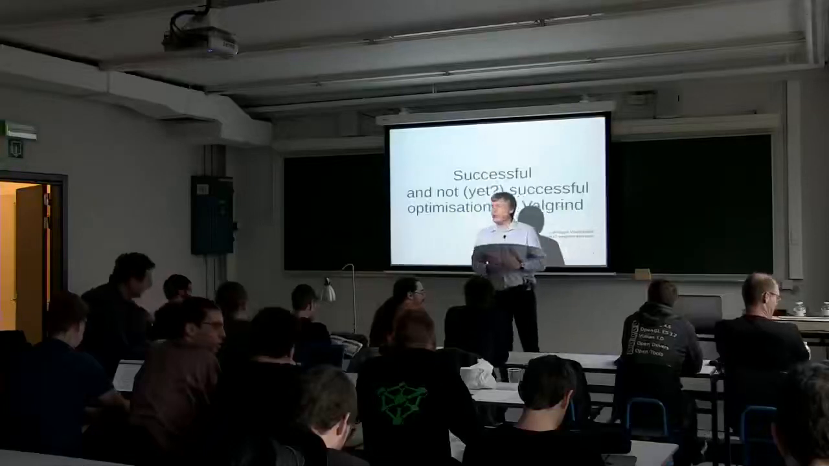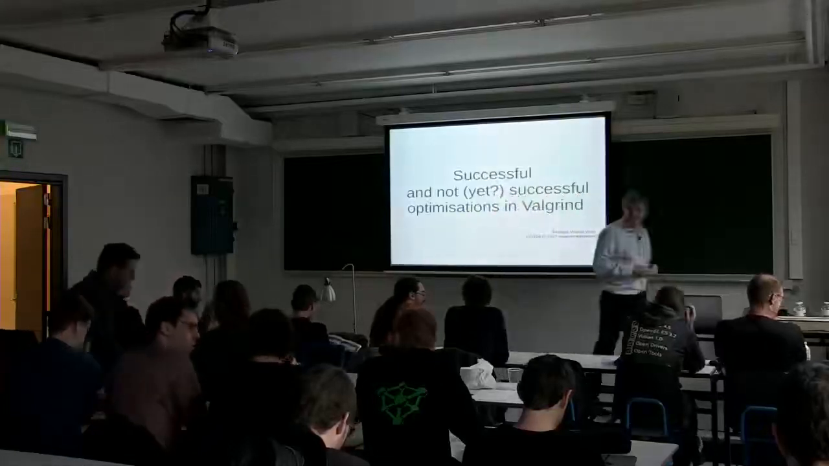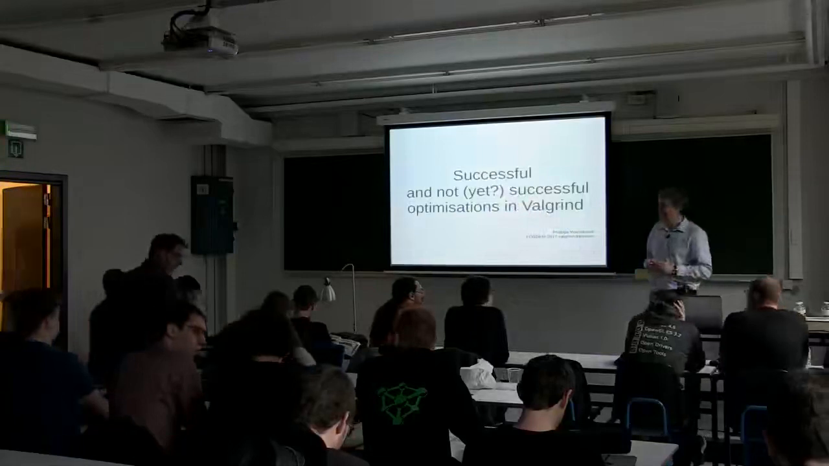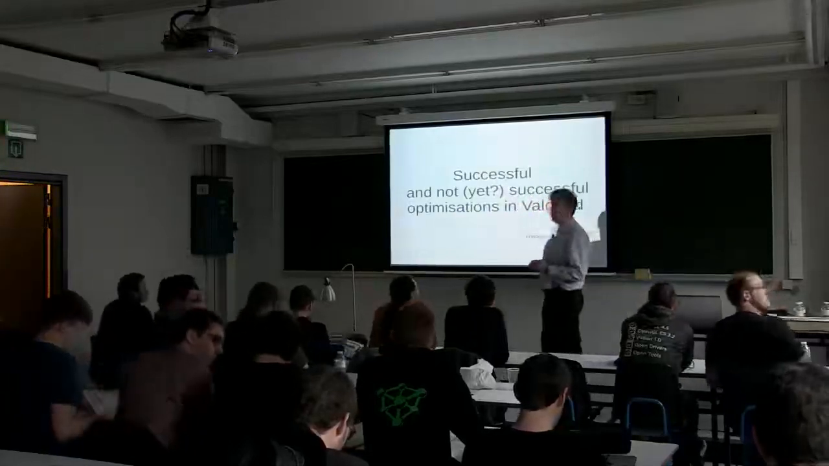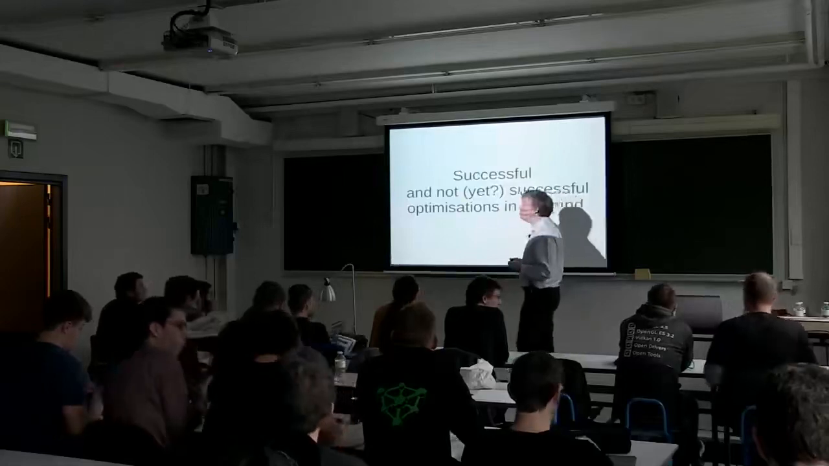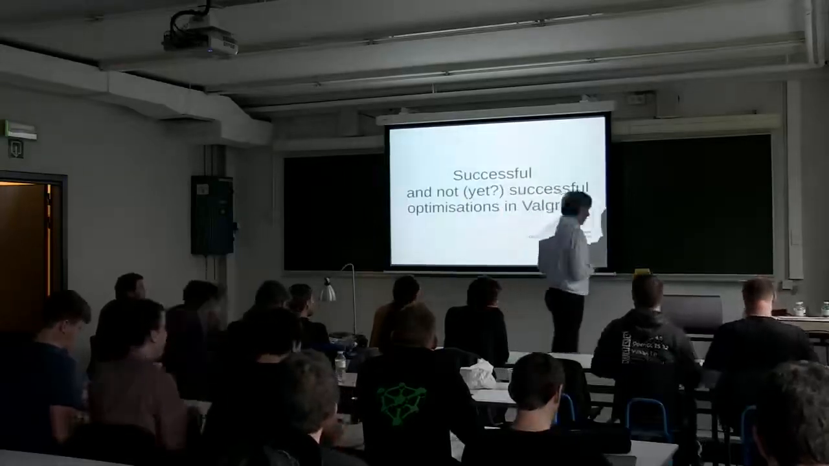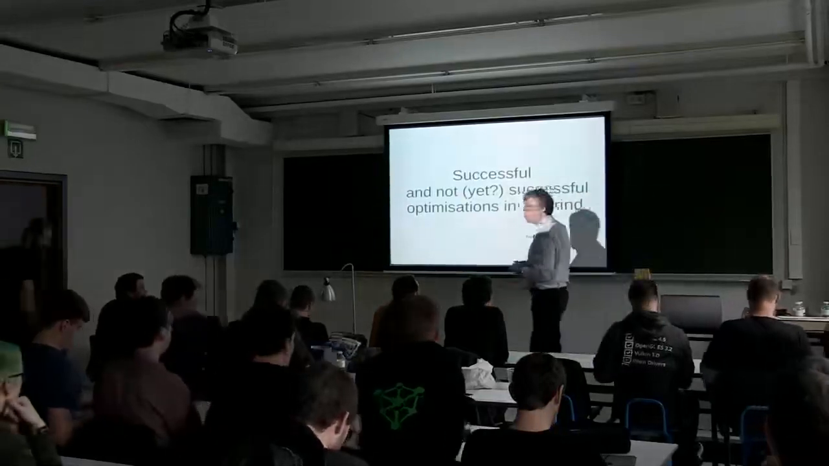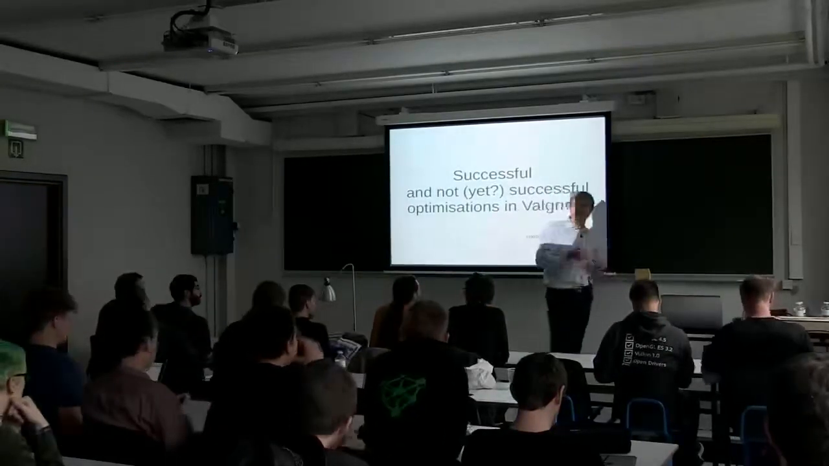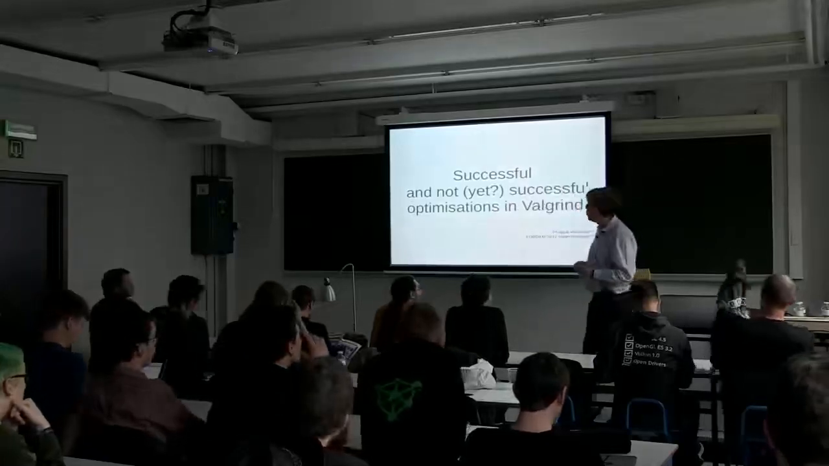So I think it's a good time to start. This talk is about successful and not yet successful optimization in Valgrind. So the first question you might ask is, how do we classify the successful and the not successful?